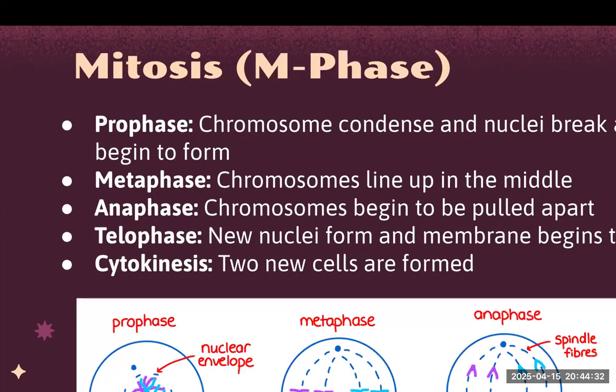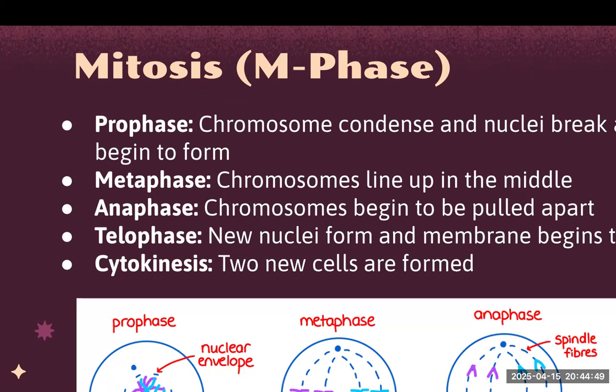Okay. All right. Here's how you're going to remember this. PMAT: prophase, metaphase, anaphase, telophase, and then cytokinesis. Okay, PMAT. All right, prophase. Chromosomes condense and nuclei break apart. Spindles begin to form. We're just starting.